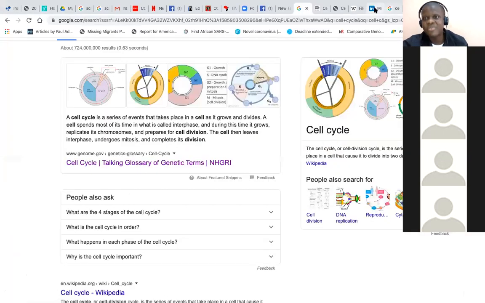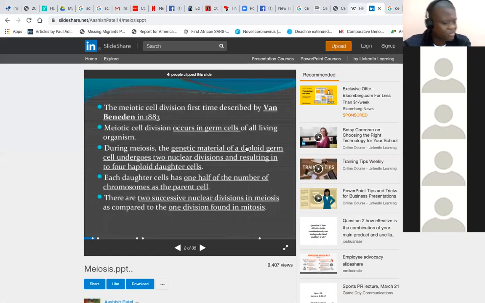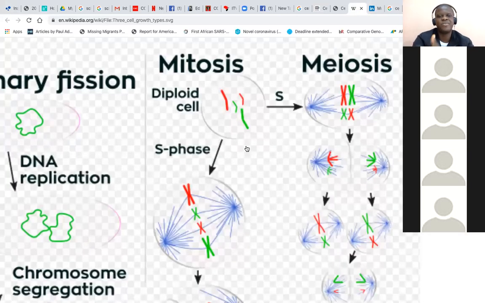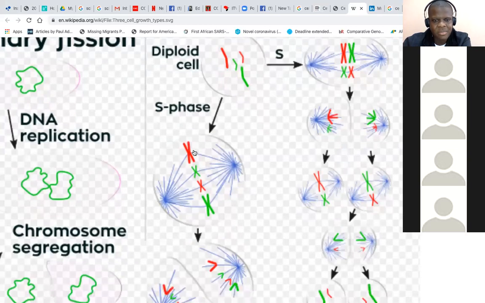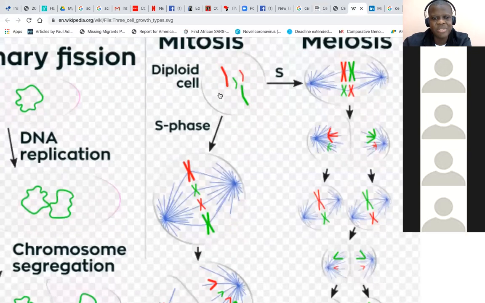So when S phase happens, S phase is the synthetic phase. That is the phase where we are having the DNA replication. Now look at the red colored strand of the chromosome at the diploid stage before it enters S phase. Now look at when it has entered the S phase. Can you see the difference? Can you see how it has already replicated? So this individual strand has become double strand.